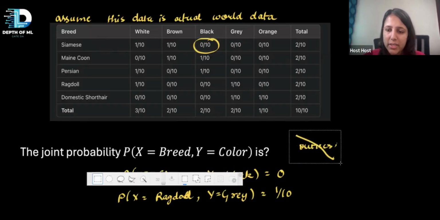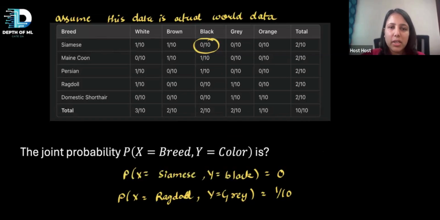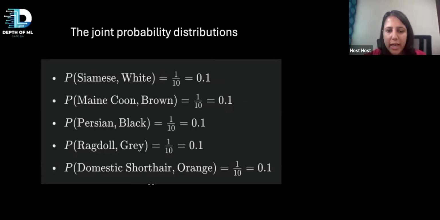Now, if somebody says that feature vector is nothing but a joint probability distribution of random variables, will you agree or not? Right? Fine. Okay. Yeah, so this we know that joint probability is calculated by dividing the count of each breed and color combination by the total number of observations. This is what we did. And you guys are expert in doing this. Fine. So we calculated.